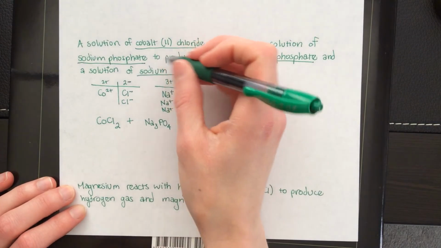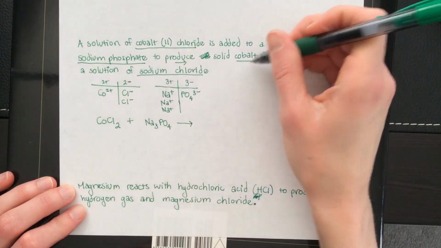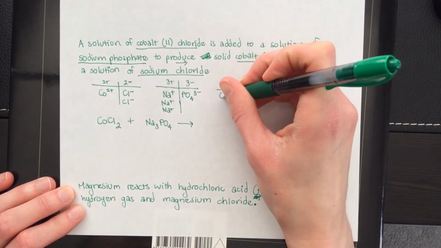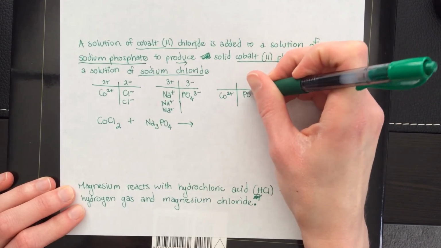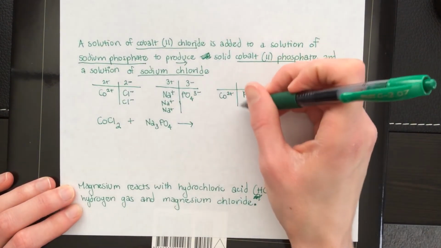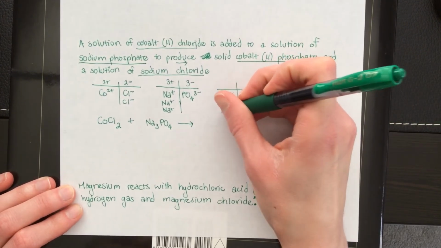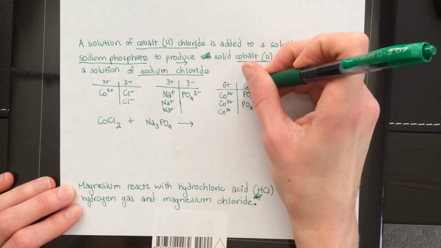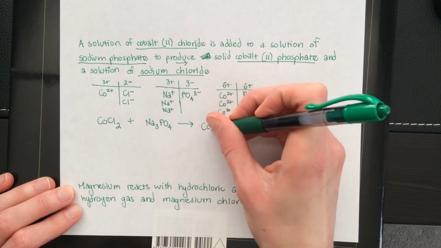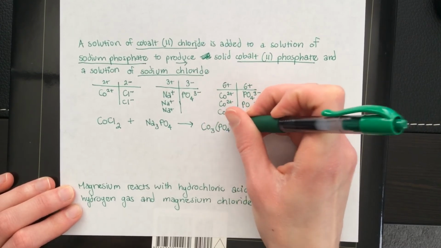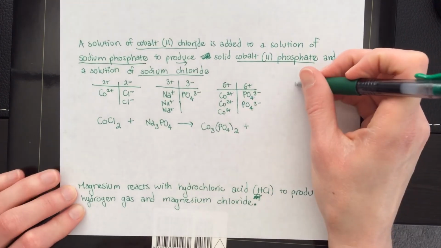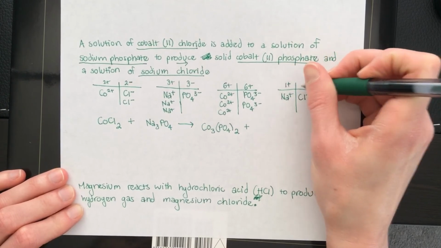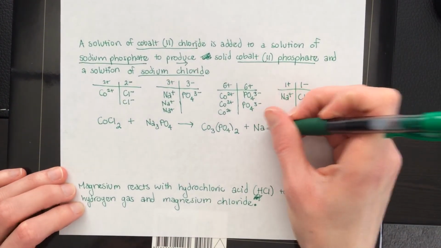Okay. And then it says to produce. That's my arrow. Now we have to do solid cobalt 2 phosphate. We know cobalt is a 2+. Phosphate is a 3- because we already used both of these. This is one of those weird ones where since it's 2 and 3, you need 3 cobalts and 2 phosphates. So they both end up being 6. And then you'll write it Co3(PO4)2, like that. That's a trickier one. And then sodium chloride is really easy. Sodium is a 1 plus, chloride is a 1 minus. So they're balanced already. So it's NaCl.